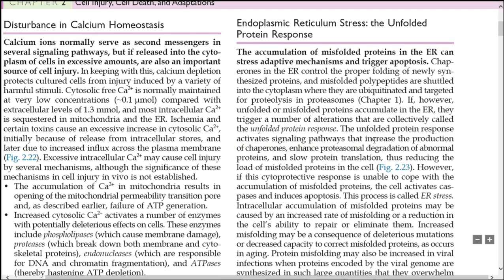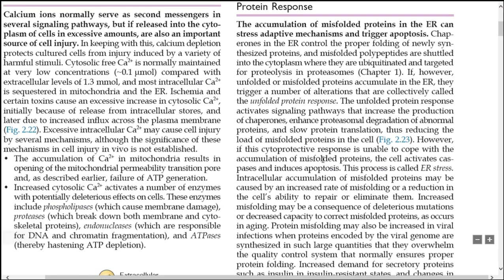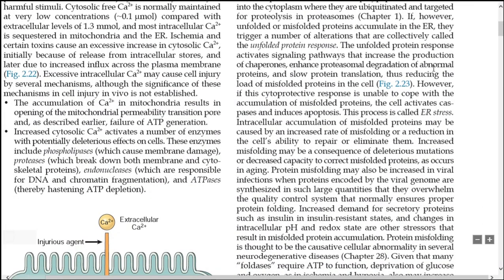Due to the presence of unfolded proteins, the cell will increase the production of chaperones, and it will enhance the proteasomal degradation of abnormal proteins and slow protein translation. So it thus reduces the load of misfolded proteins in the cell. That is the function of chaperones.